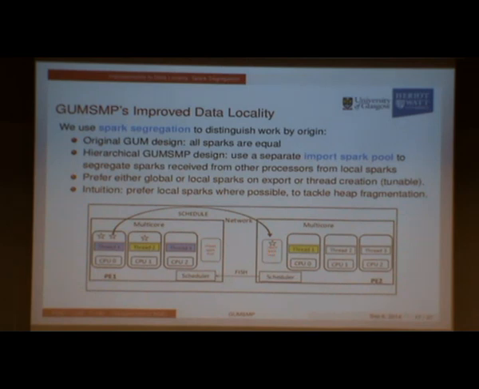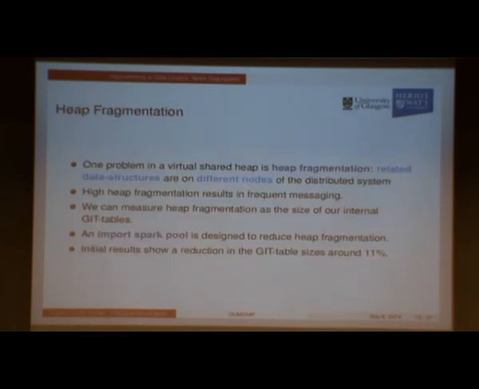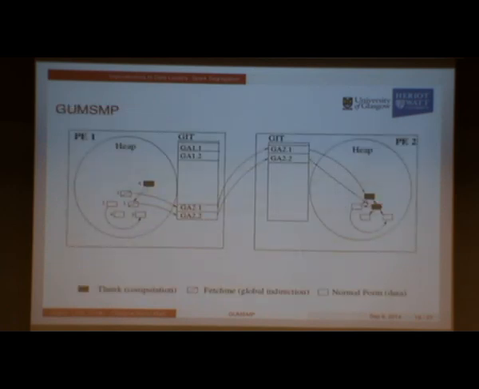Okay. So the goal here is good data locality, or in other words, tackling heap fragmentation in our system, which is one aspect that we have observed before. Heap fragmentation is in general an issue with any kind of virtual shared memory system. Intuitively, it's the scenario where related data structures that are needed for the same computation are on different nodes, which means you need to communicate in order to get that data. We want to keep heap fragmentation down in our system, and fortunately we have a way to measure this.